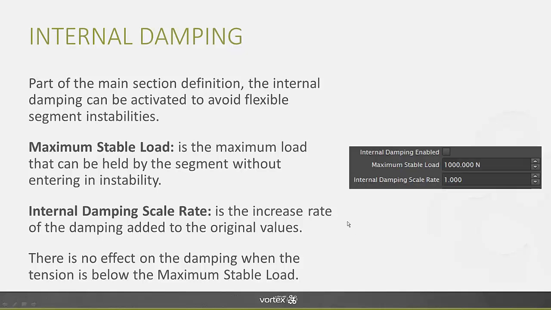Internal damping can be activated to avoid flexible segment instability. The maximum load that can be held by the segment without instability is entered here, and then the increase rate of the damping added to the original value is entered here. If the internal damping is enabled, once this maximum stable load is exceeded, the internal damping scale rate is going to be added to the original value. There is no effect on the damping when the tension is below the maximum stable load.